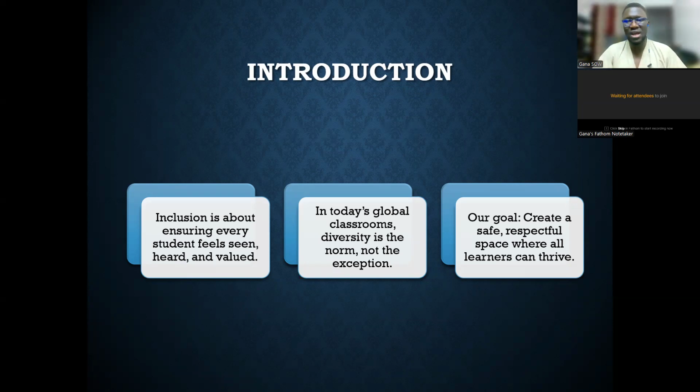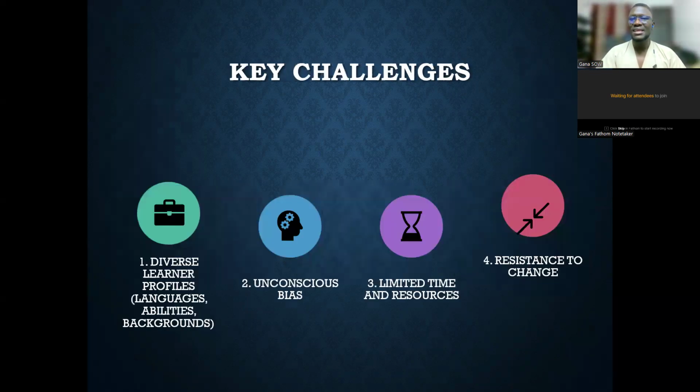So nowadays, diversity is present in the classroom. It is not an exception anymore, but it's a norm. For example, if you're in an international school, a lot of students are coming from diverse backgrounds and they bring a lot of luggage into the classroom that needs to be acknowledged, understood, and used appropriately.